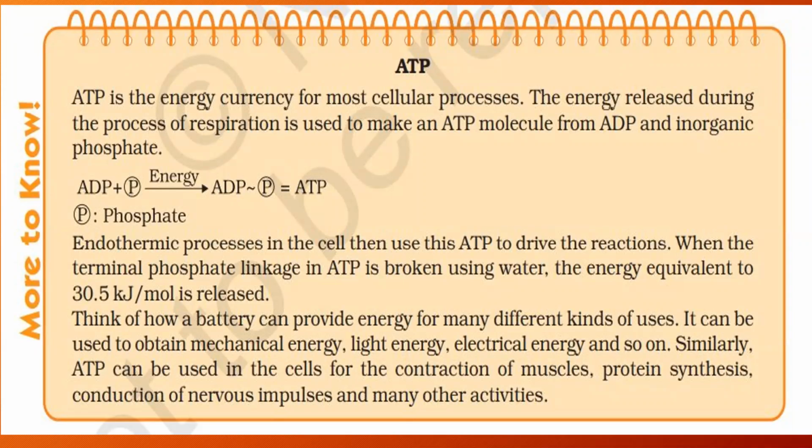And this ATP helps in driving the endothermic processes in our cells. Endothermic processes are nothing but the processes that require energy. ATP is a kind of battery attached in our body that provides us energy whenever required, just like how a battery provides energy for various uses by producing mechanical energy, light energy, electrical energy. In the same way, this ATP is used by the cells for contraction of muscles, protein synthesis, conduction of nerve impulses, and many other activities.